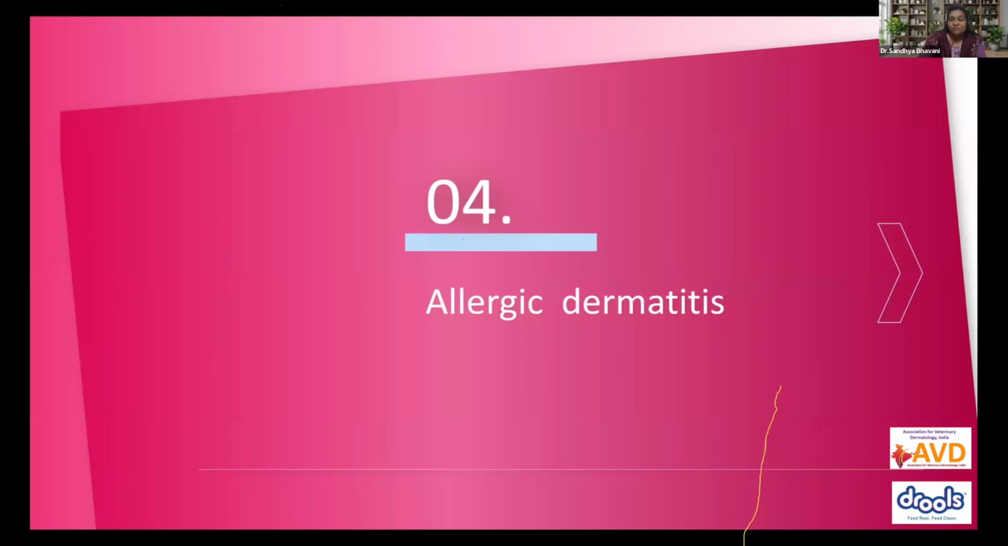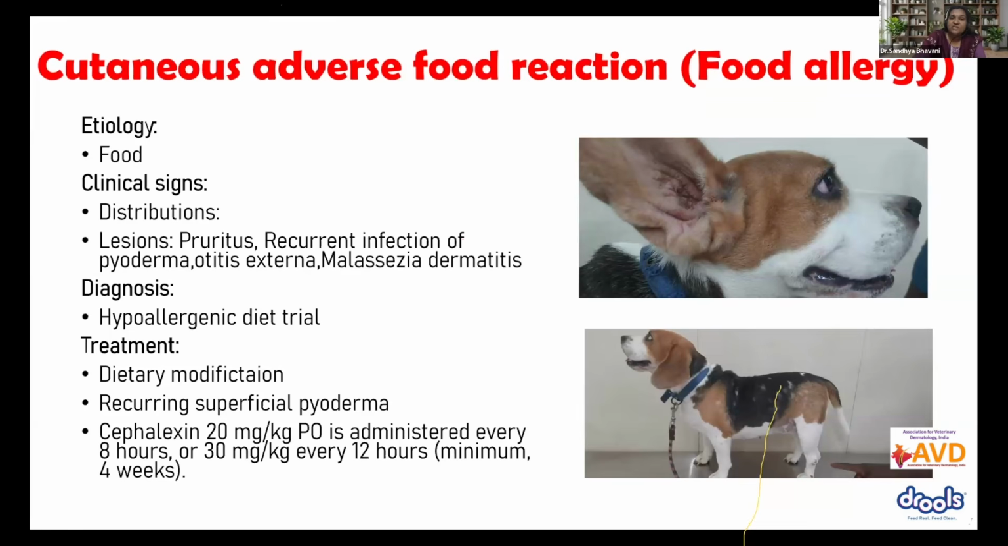So the next major part is allergic dermatitis. The first one is cutaneous adverse food reaction. The main problem is because of the allergens in the food. Anything in the food can be allergic to a dog: a dairy product, wheat gluten, non-veg items like meat proteins, or a commercial diet can be allergic, and even snacks and treats, and nut items, especially cashews.